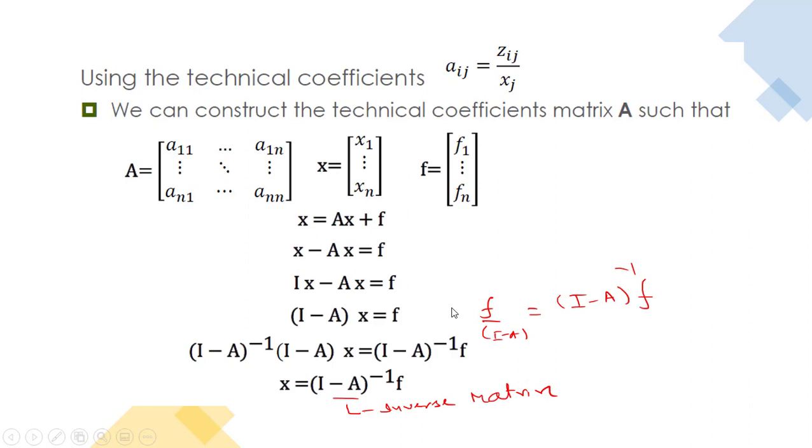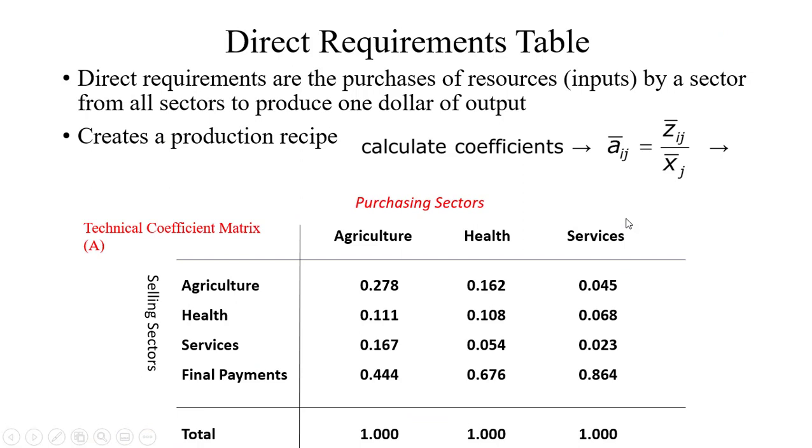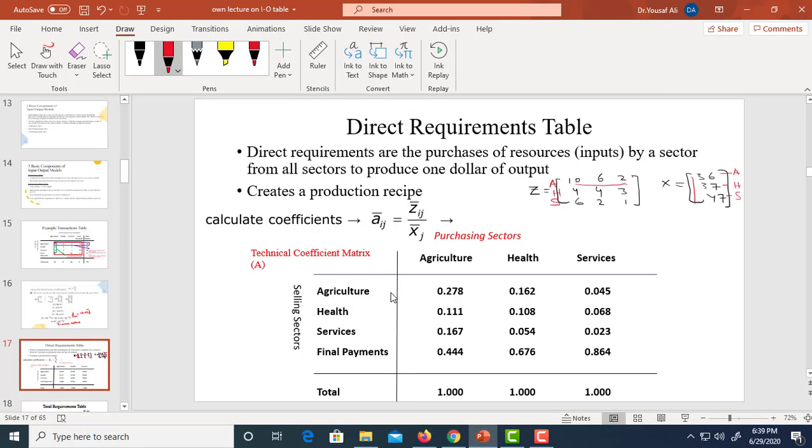What will you divide? 10 divided by 36 equals 0.278. Similarly, dividing the next entry by 36, you get 0.276. This is the second sector's input: health input used by agriculture is 6, and the total output of health is 37. So 6 divided by 37 is 0.162, and 2 divided by 47 is 0.045.